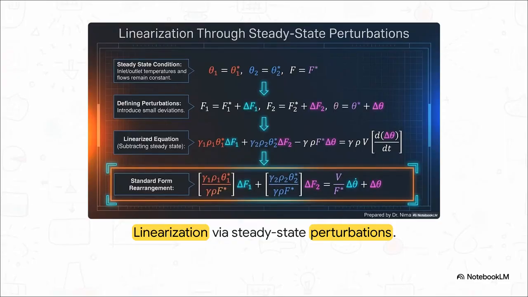We linearize by looking at steady-state perturbations. First, we define a steady-state condition where flows and temperatures are perfectly constant. Those are marked with an asterisk. Then we introduce small deviations, defined by the delta symbol. For example, this small delta theta is the tiny fluctuation in our tank's temperature away from its steady state. By substituting these perturbed variables into our energy balance and subtracting out the steady state equation, we isolate the dynamics of just those tiny changes. And that yields the standard form rearrangement at the bottom. It's a beautiful, linearized differential equation that we can actually use.